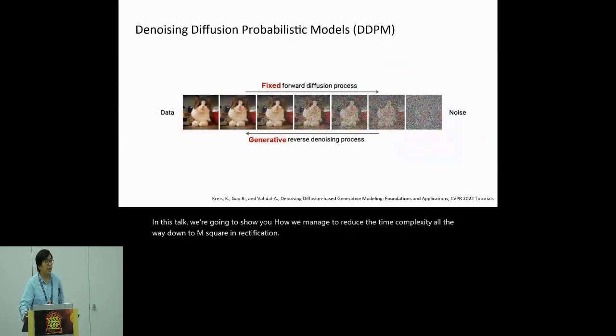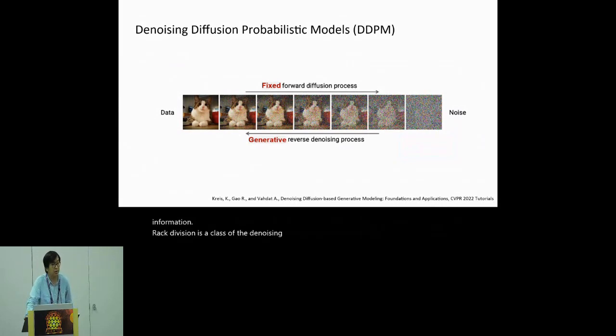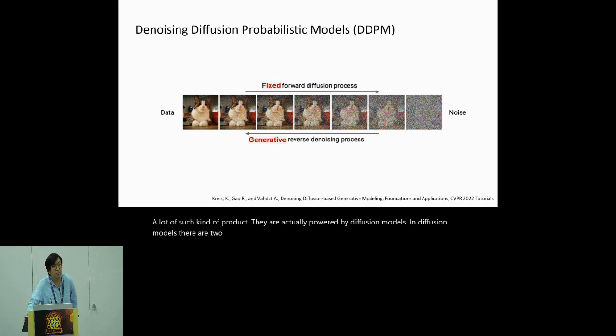Before I talk about the details of RegDiffusion, I would like to give you some background information. RegDiffusion is a class of denoising diffusion probabilistic model, or DDPM, or sometimes people simply call it diffusion models. You probably have seen those image generation models with text input, right? A lot of such products are actually powered by diffusion models. In diffusion models, there are two processes. In the forward process, there are no parameters. We gradually add a small amount of Gaussian noise into the cat image until it's completely noisy. And in the reverse model, this is actually where the modeling happens.